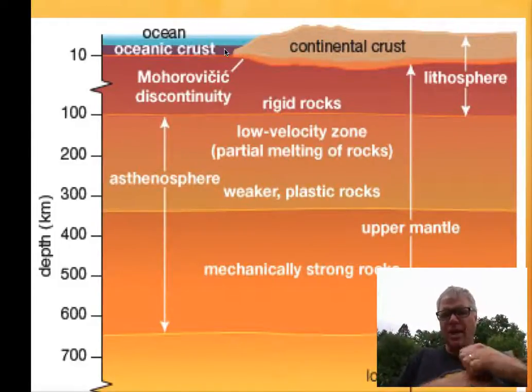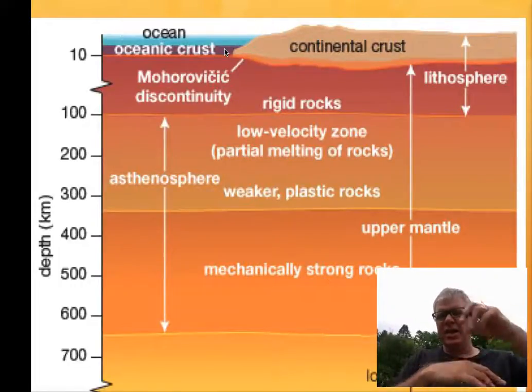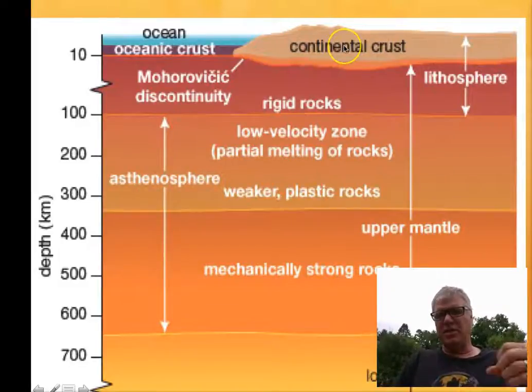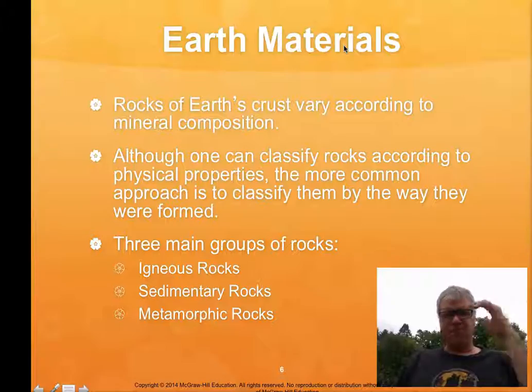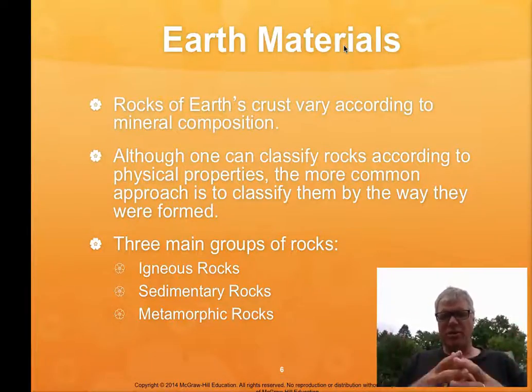And again, the reason the continental crust is on top is because it's a little less dense, and the crust on the continents also tends to be a little thicker. You'll see why this is important as we discuss plate tectonics and some of the processes that build landscapes.